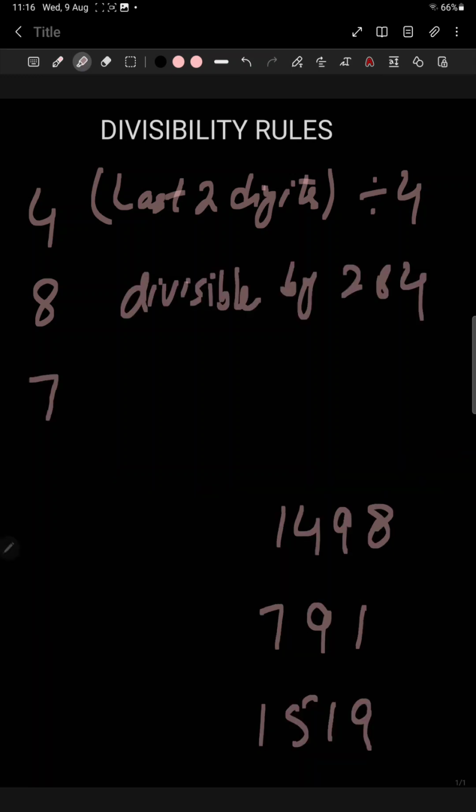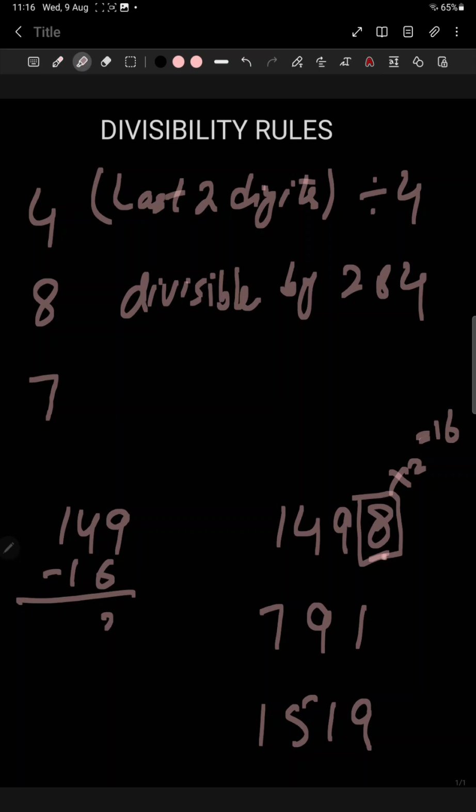The divisibility rule of 7, it is a little bit different from others. The rule is you will take the last digit, the digit at the unit place, and double it. When you make it double, it will become 16. So you will subtract the 16 from the remaining number, that is 149. So 149 minus 16 gives us 133.